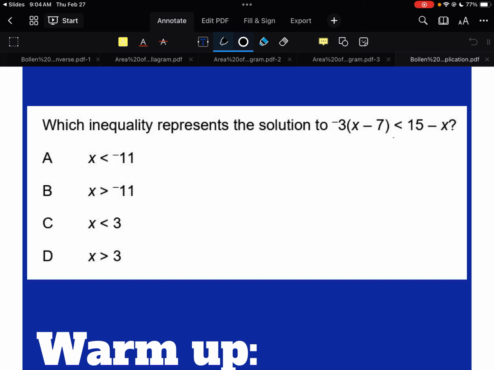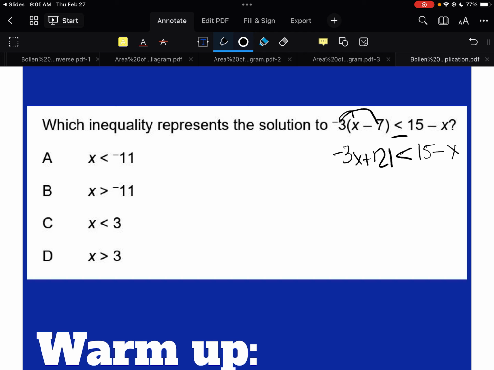So when we have an inequality, we're going to at first keep it exactly the same as an equal sign. And then when we get to the very last step, I'll show you what to do if you have a negative number. So first, you're just going to do negative 3x times negative 7, which would be plus 21. Then you keep your less than sign, and it would be 15 minus x.